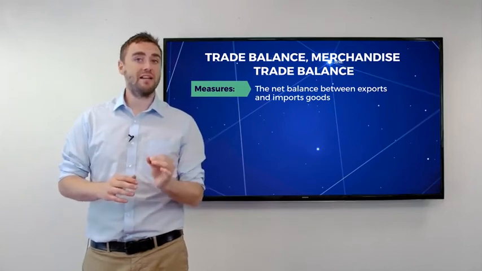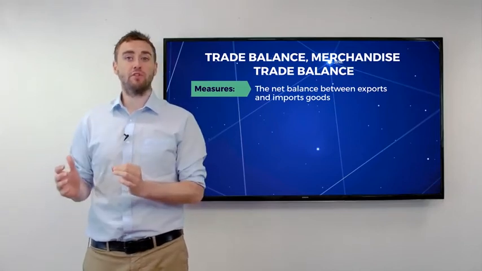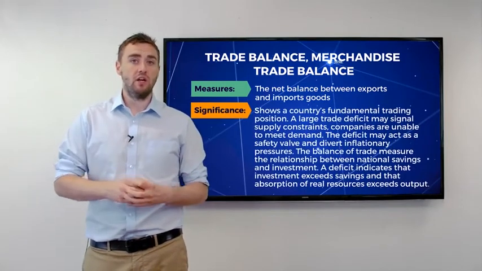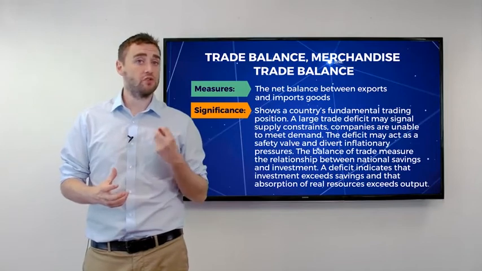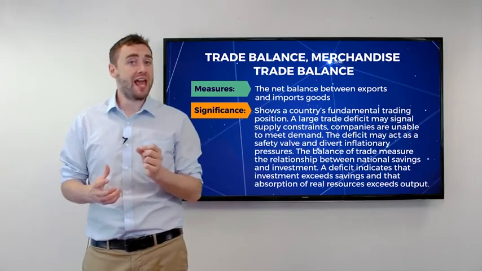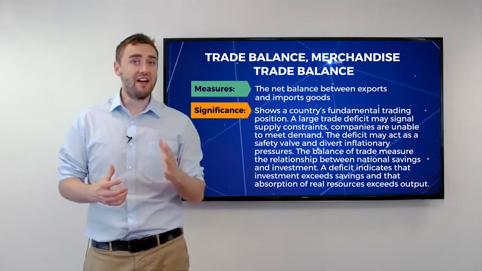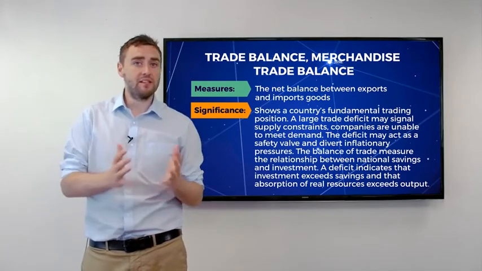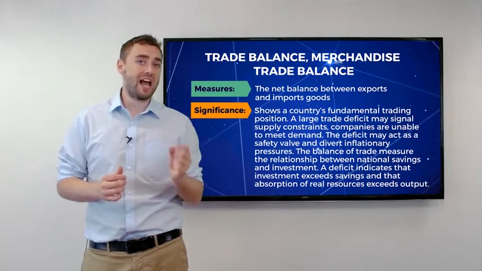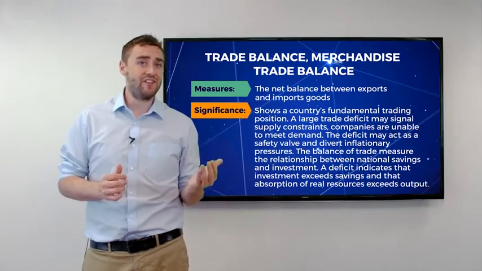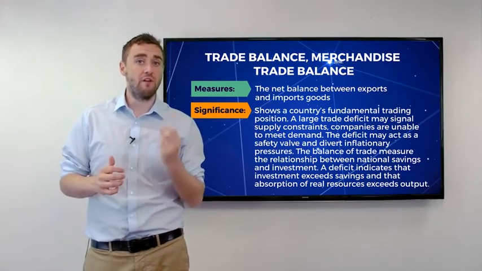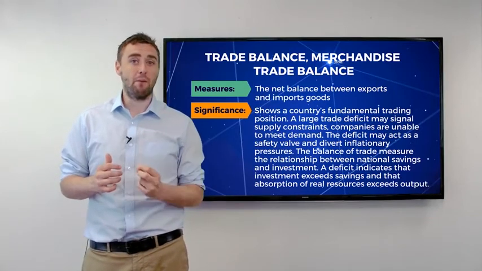Then we have trade balance, merchandise trade balance. These measure the net balance between exports and import goods. And it's significant because it shows the country's fundamental trading position. A large trade deficit may signal supply constraints. Companies are unable to meet the demand. The deficit may act as a safety valve and divert inflationary pressures. The balance of trade measures the relationship between national savings and investment. A deficit indicates that investment exceeds savings and that absorption of real resources exceeds output.